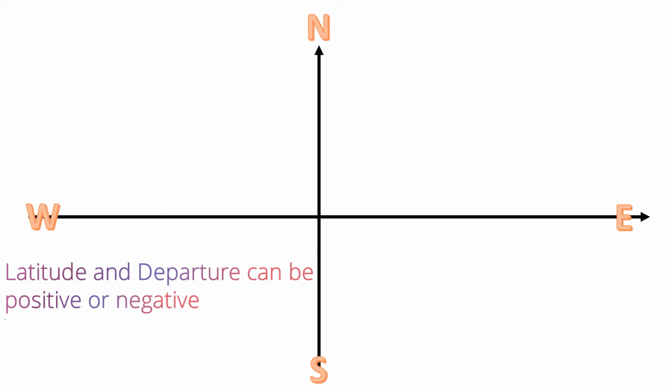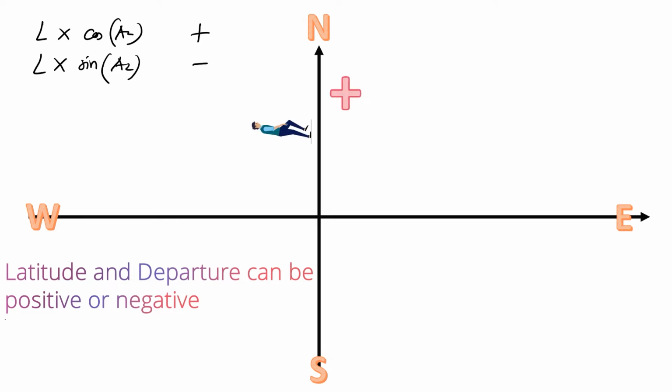And guys, latitude and departure can be positive or negative. It is because when you apply this formula, length times the cos of the azimuth, or length times the sine of the azimuth, your answer can be either positive or negative. So how do you know what positive means and what negative means? These are the sign conventions that we use. If you get a positive value in your latitude, then it means that you are moving towards the north. If your latitude is negative, then you are moving towards the south.